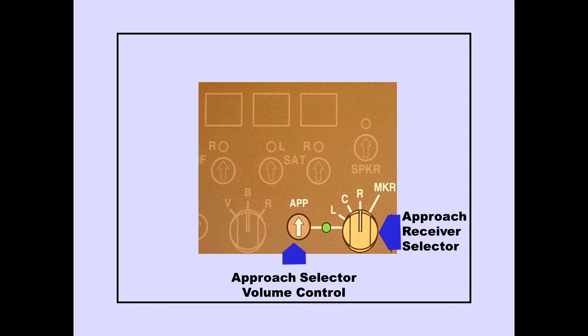The approach selector is used to select the left, center, or right approach receiver or the marker beacon. The receiver selector allows the selected approach receiver or marker beacon to be monitored.